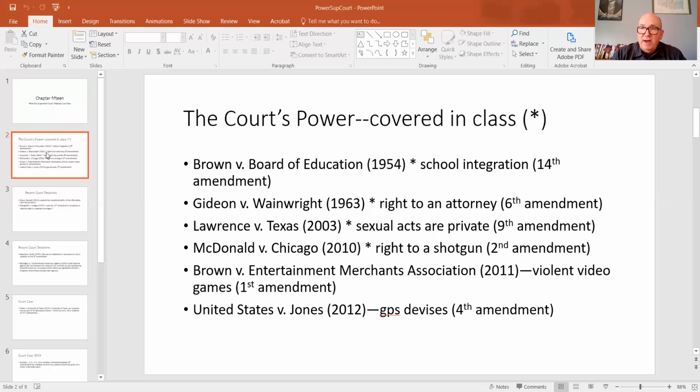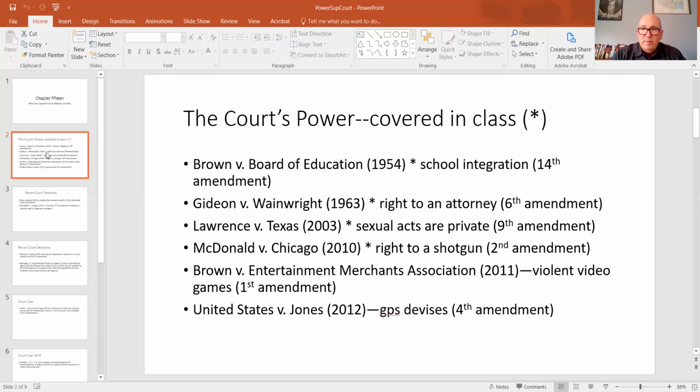Now let's keep in mind that when we look at the Supreme Court and the power of their decisions, they are going to have as a basis of that decision some segment of the Constitution. So it's their interpretation of the Constitution and the acceptance of that interpretation by other segments of power in our system that give the court its power, its influence. So I have an asterisk by court cases that we have covered in class.